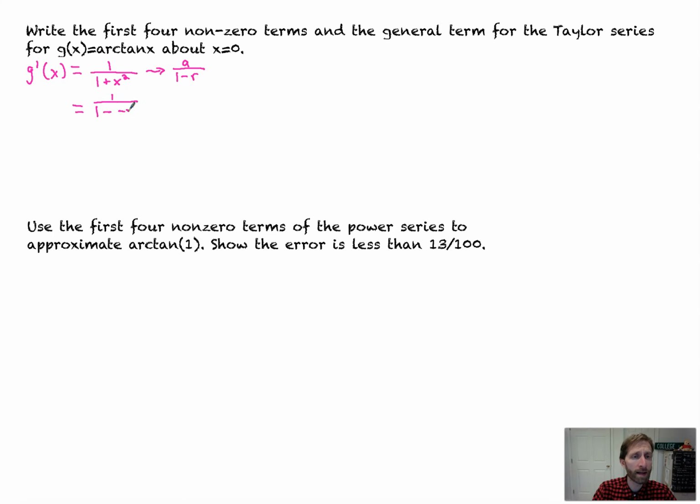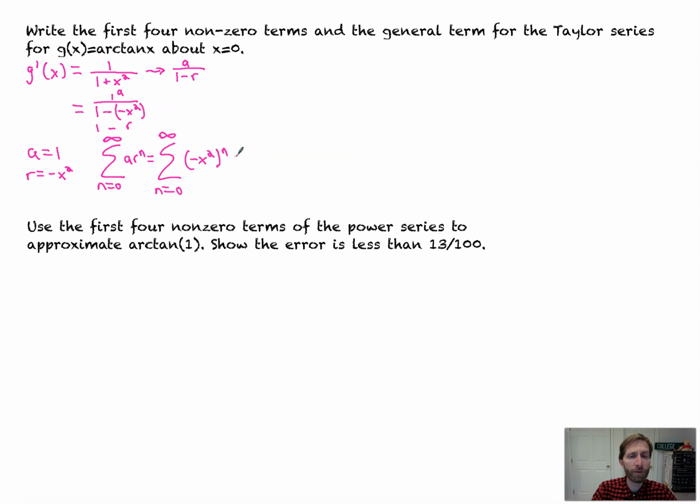1 minus a minus x squared gets us there. Oh, so that's a, that's 1, that's minus r. So I've got a equals 1, r is equal to minus x squared. So in typical form, I've got the sum from n equals 0 to infinity of a r to the n, and that's equal to the sum from n equals 0 to infinity of, a is just 1, so we'll just leave it out, minus x squared to the n. So that's minus x squared to the n, or minus 1 to the n times x to the 2n, however you want to write it.